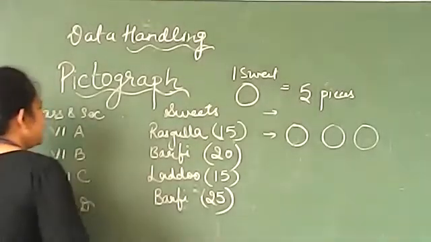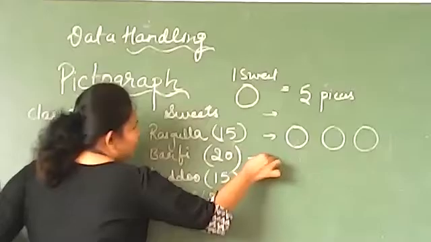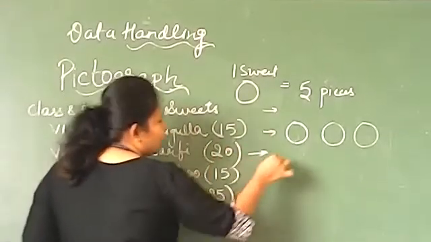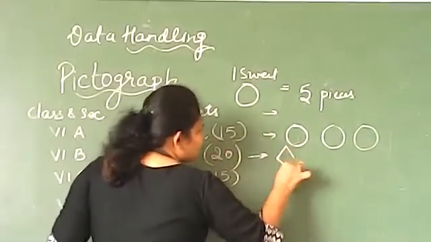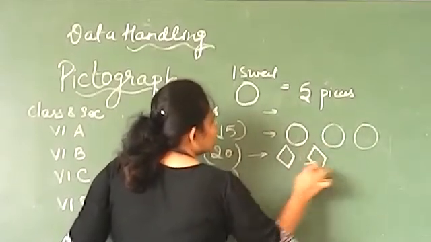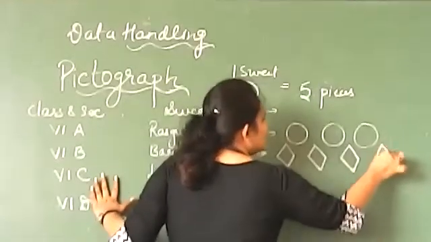Now move on to the second one, barfi. We want 20 for barfi. So what will we do? 5 fours are 20. We want 4. So 1, 2, 3, and 4.